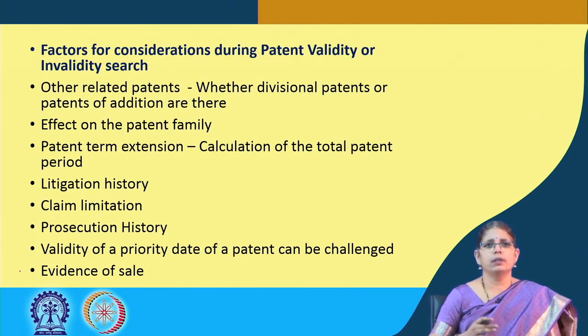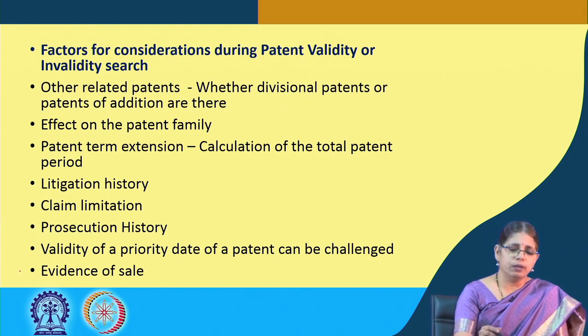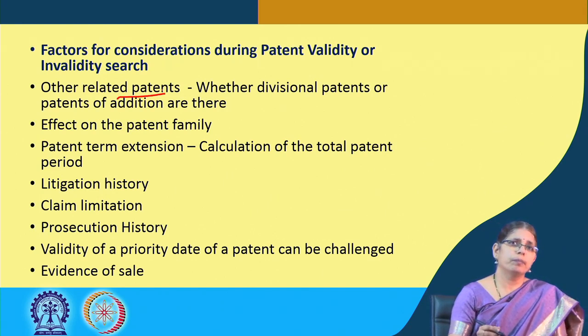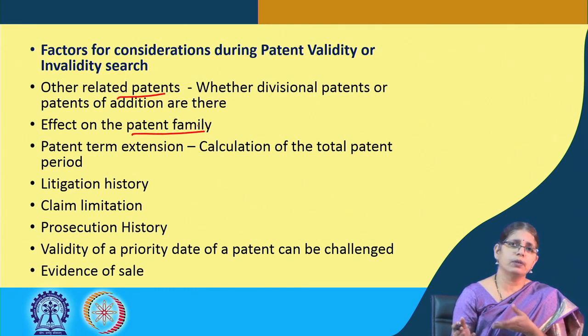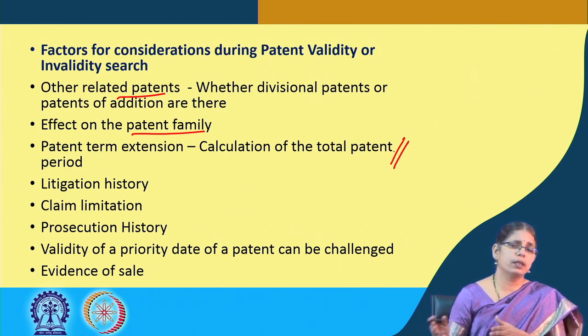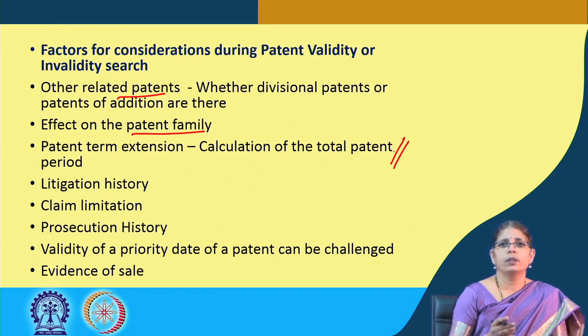So, let us summarize the factors that are considered during the patent validity or invalidity search. Understanding related patents is very important from the point of view of looking at the divisional patents or the patents of addition. What could be the effect on a patent family? Keep that in mind when you are conducting an invalidation search. In the case of pharmaceutical patents, calculation of the total period of the patent is important before we embark on the search in relation to invalidation, because as yet the case of patent term extension applies.